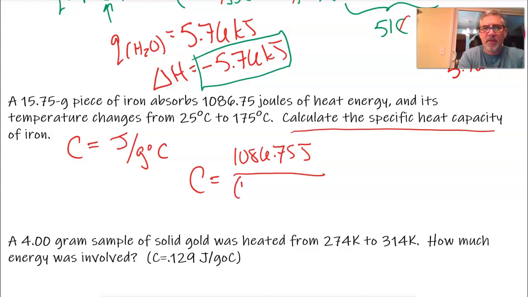So I've got 15.75 grams. And my change in temperature: this temperature changes from 25 to 175, so I have 150 degrees Celsius. That's my final minus my initial. All right, so let's do that. Let me get my calculator out. You get yours out.